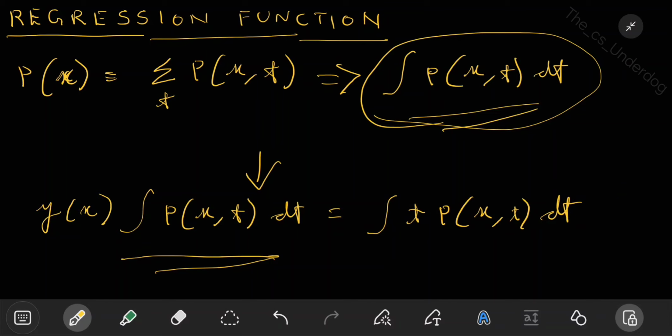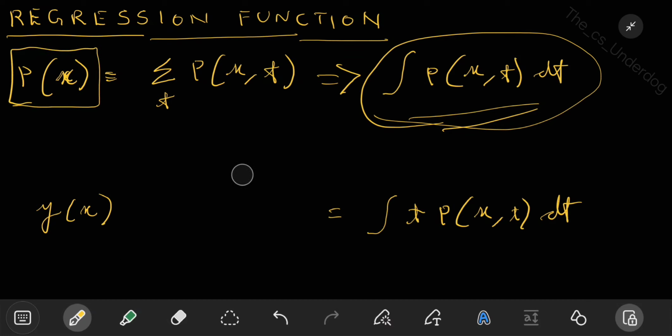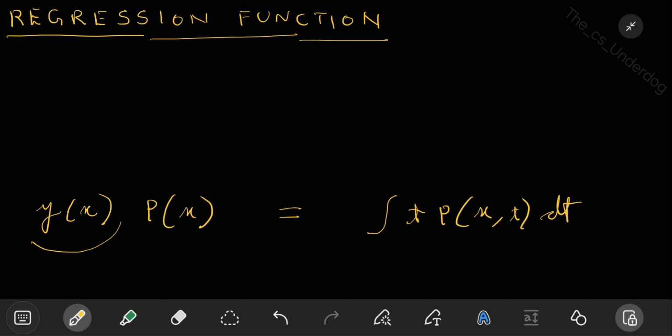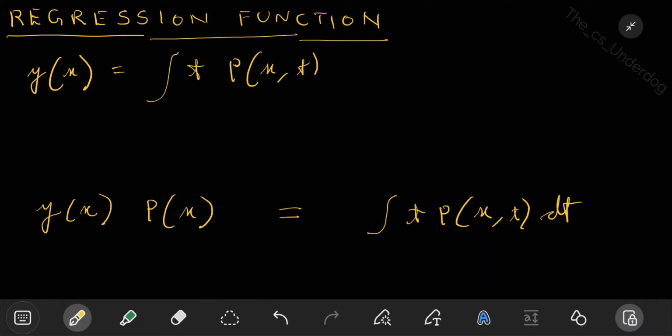So instead of integral p of x t dt, I can substitute the marginal density p of x. So this becomes y of x into p of x equal to integral of t into p of x t dt. What are we trying to find? We are trying to find the value of y of x. So I'll take y of x on the LHS and the remaining term to the RHS, that is, integral of t into p of x t by p of x dt.